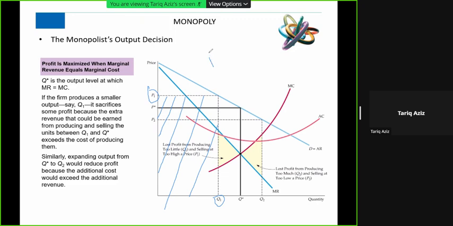And area is what? P multiplied by Q, or P star multiplied by Q star. So this can also be called total revenue. So total revenue will be maximum at this, which is P star multiplied by Q star.